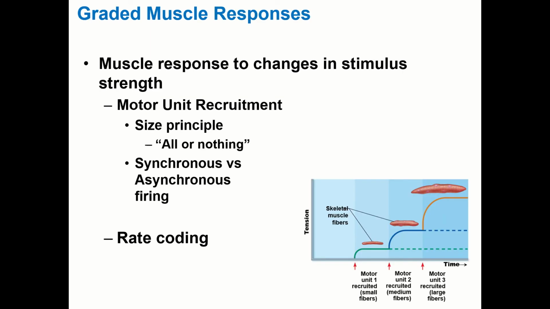Asynchronous firing we see during lower intensity activities. So if you're doing something like running a 10K, so you're running 6 miles, you're going to run at an 8-minute mile pace.